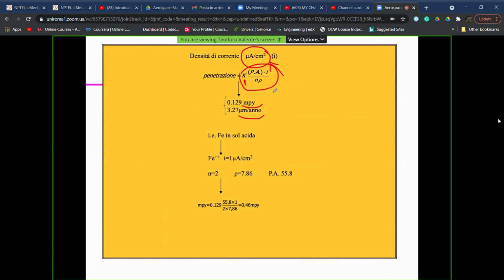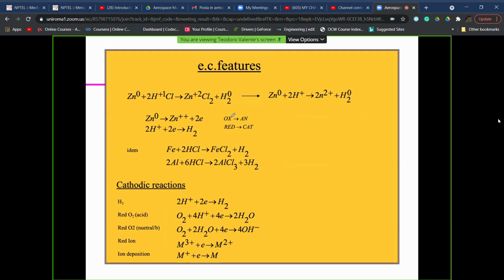0.129 if our aim is to obtain the value in mils per year, or 3.27 if our aim is to obtain the penetration resistance, that is the corrosion rate, in microns per year. That's the basics, sorry, of the thermodynamics and of the kinetics.